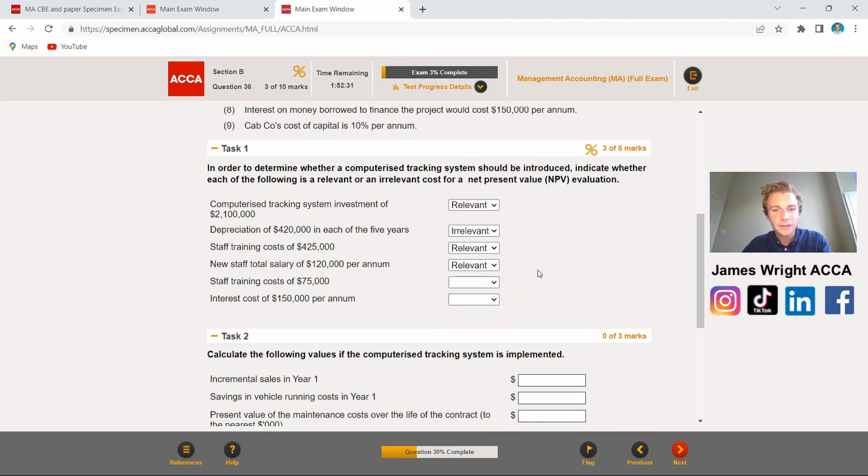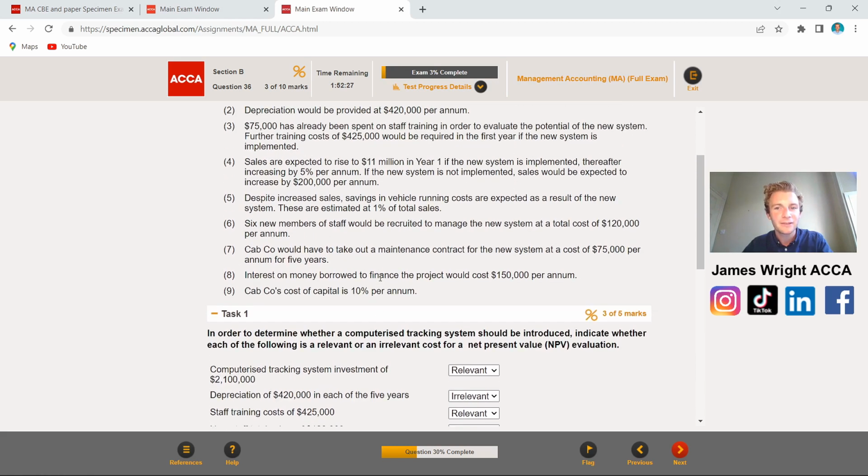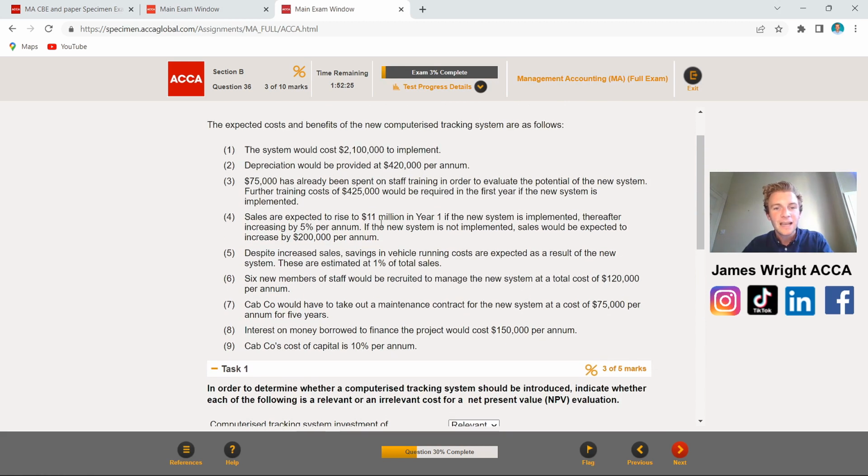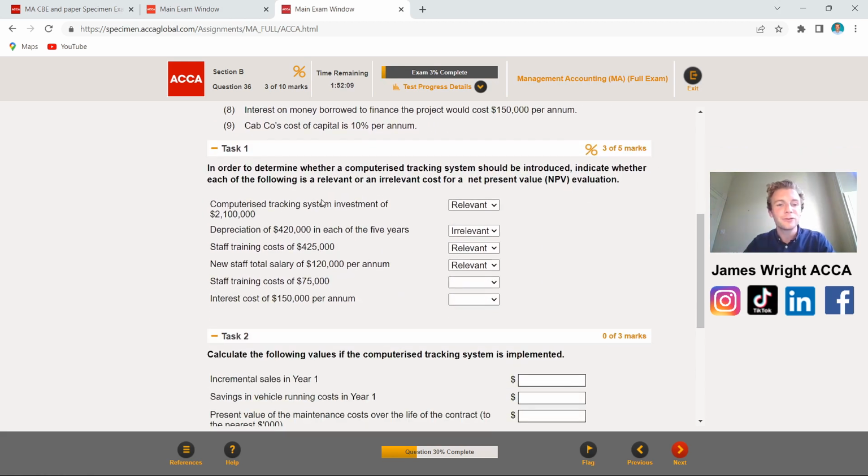Then we've also got the staff training costs of $75,000. And that linked into, again, point 3 on here, that $75,000 had already been spent on staff training in order to evaluate the potential of the new system. Now, this was a cost in the past. It's already been incurred. That is what is known as a sunk cost for your notes on there, and should not be taken into account and is irrelevant for the NPV calculation.